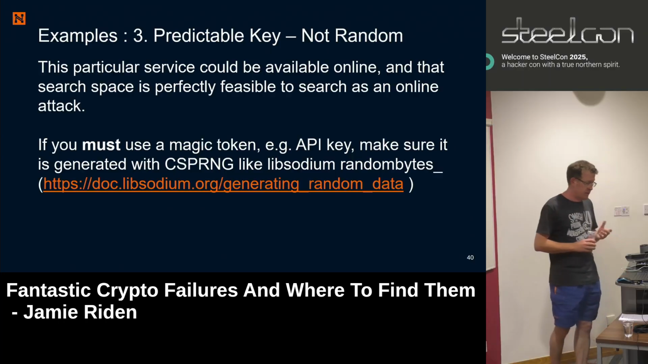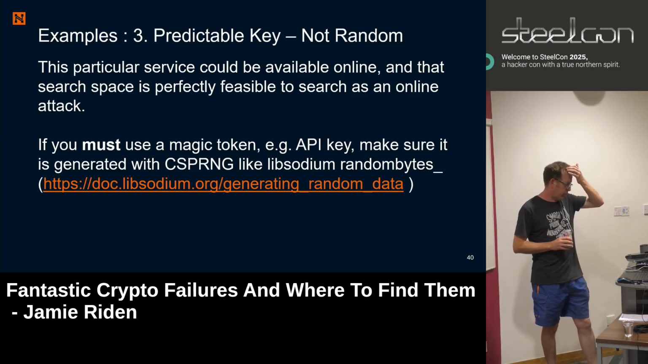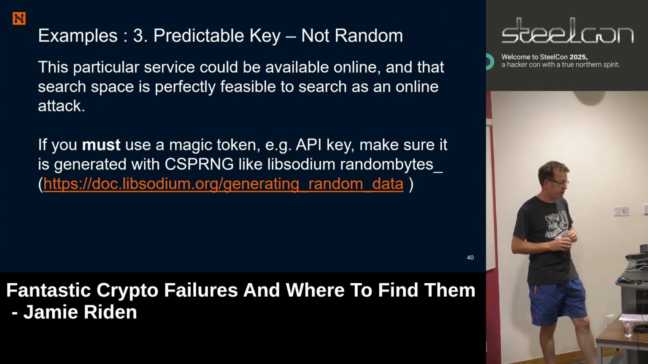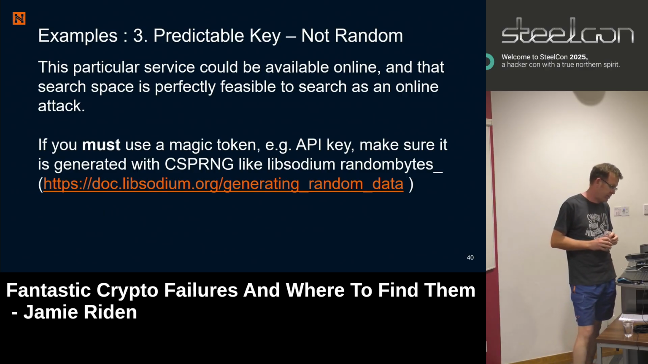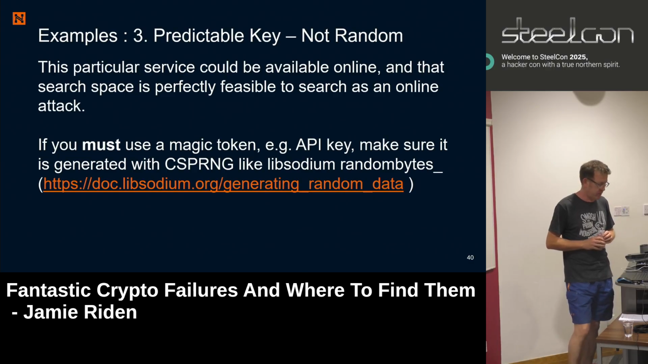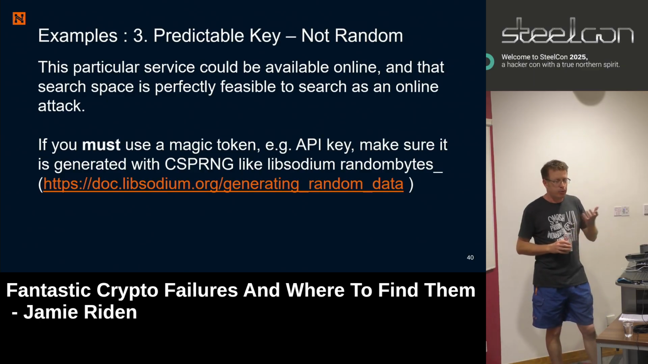So this particular service, my colleague found this and went, oh, that's a feasible offline attack. And then we tried it online, and it was maybe 1,000 to 1,500 tries to get the API key, which was related to authentication. So that's obviously really bad, but just looking at the outputs, you wouldn't really be able to tell.